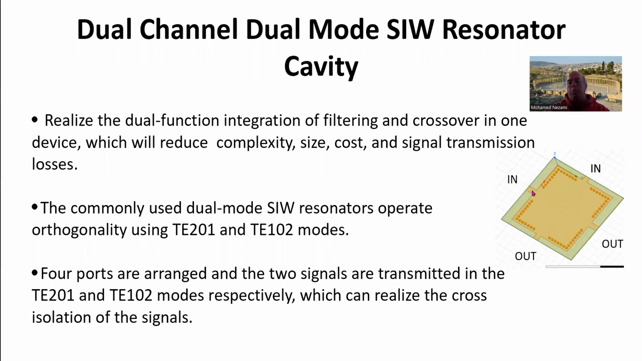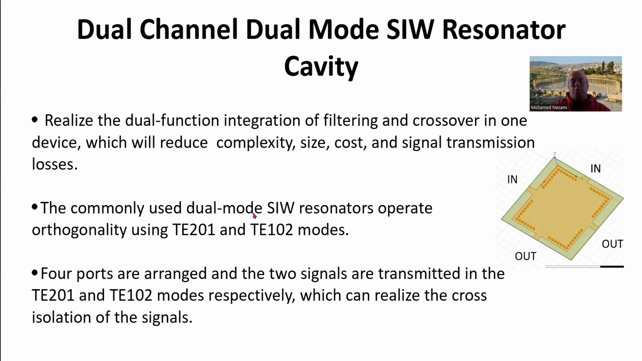And what happens is we can design this such that the signal comes in here, goes over here, and the signal that comes in here goes over here without any interference. So therefore, it's a crossover. And these frequencies, if it's a square resonator, can be at the same frequency, because this will have the same resonance with 2 different modes. But if one is slightly longer or smaller than the other, then the resonance shifts for one mode relative to the other. So we're going to realize the dual function integration of filtering and crossover in one device, which will reduce complexity, size, cost, and signal transmission losses.